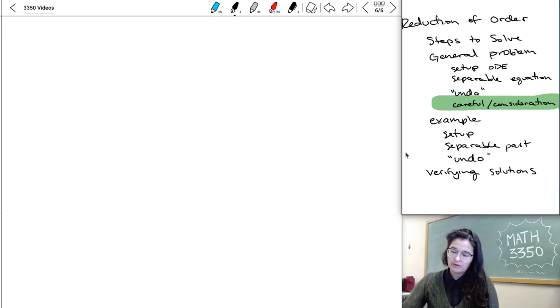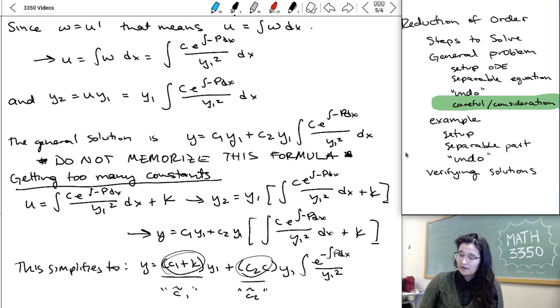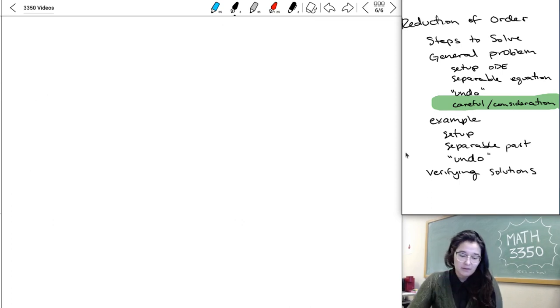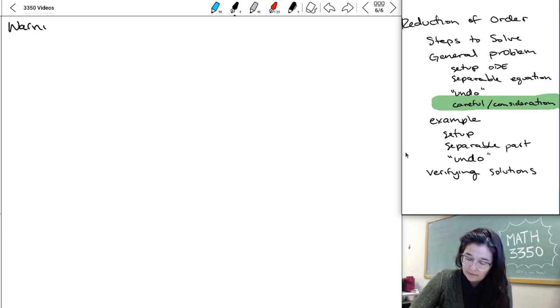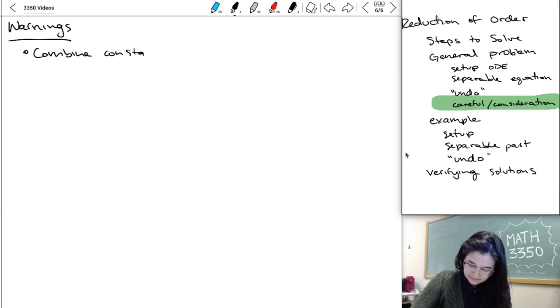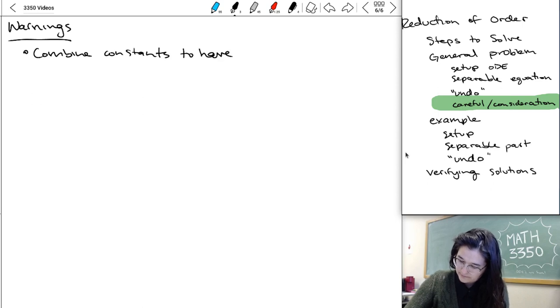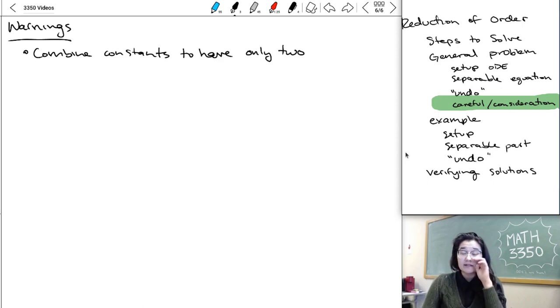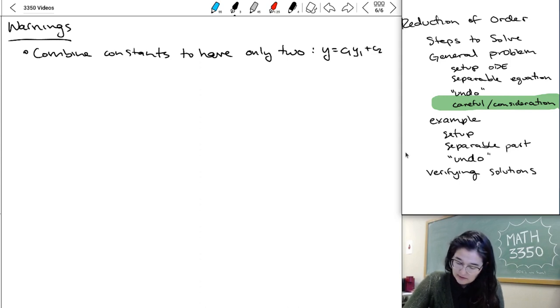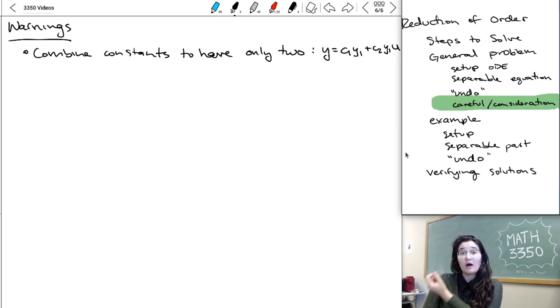A couple warnings, pause here if you're still writing. But a couple other warnings that I wanted to give you, just sort of written in one place in your notes, is combine constants to have only two. This is a method for second order equations, so if you do it and you get more than two constants, something went wrong. It should look like y equals c1 y1 plus c2 y1 times u. Because y2 is y1 times u, and u is that thing with the funky integral inside.